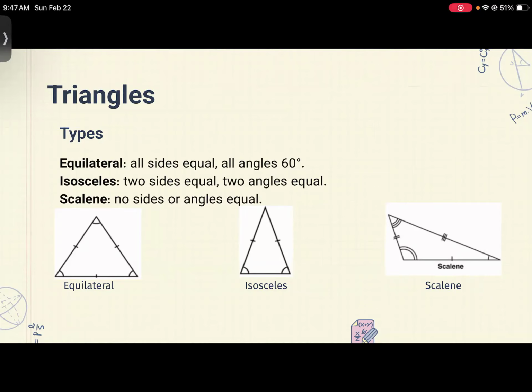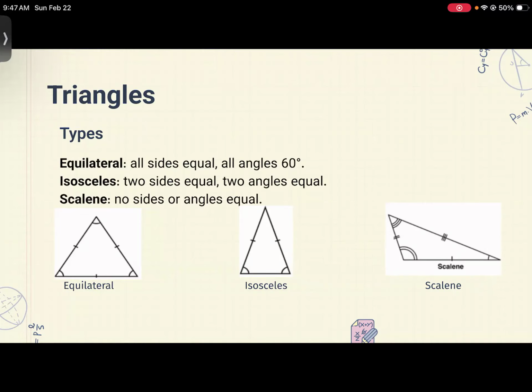Then the next one, the middle one, isosceles triangles. In isosceles triangles, two sides are equal and the two opposite angles are equal as well. So the angle where both of the lines meet won't be equal, but the angles across from it will be. The two lines show the two sides that are equal in length. And then finally, scalene triangle.